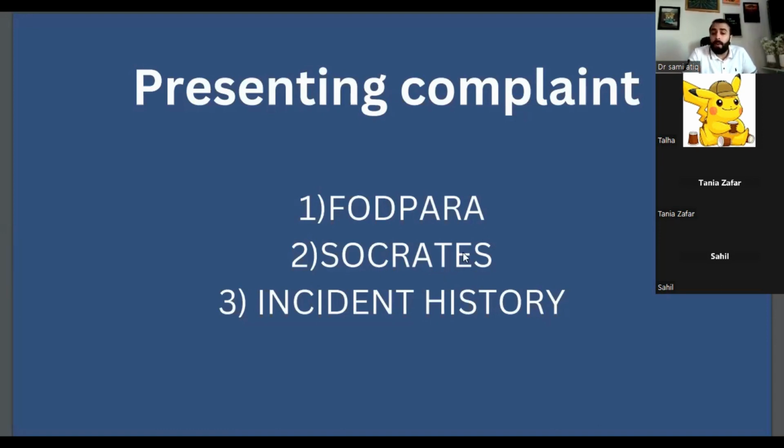And similarly, aggravating and relieving factor, elevating anything. And S stands for severity. For severity, you have to ask in such a way that on a scale of 0 to 10, can you please tell me what your pain score is? Where 0 is no pain at all and 10 is the worst pain you have ever experienced. So this is the way of asking the severity of the pain.